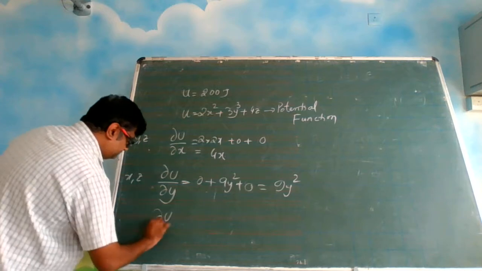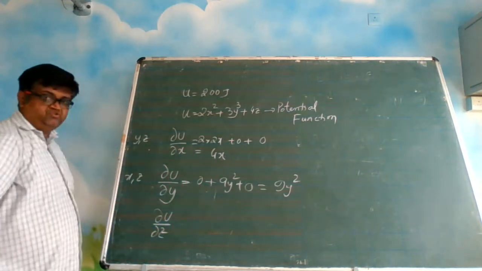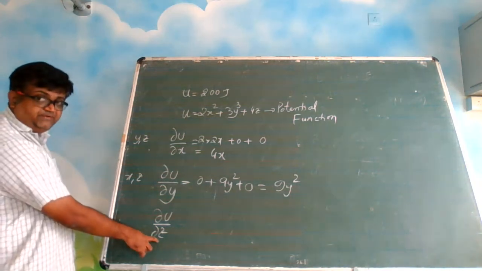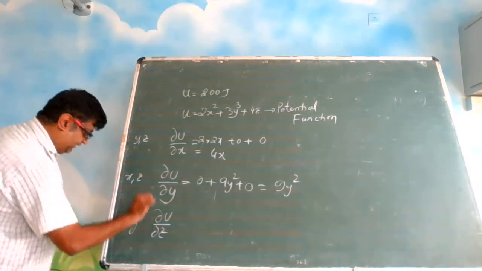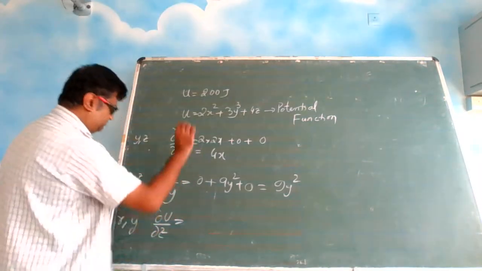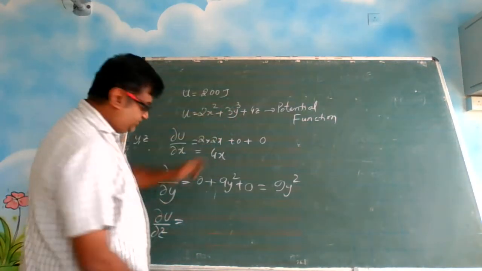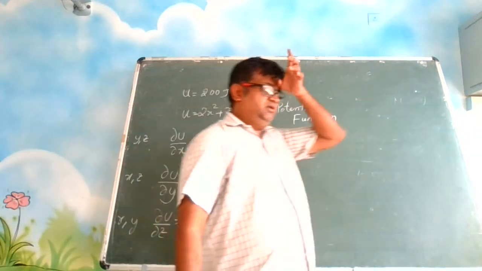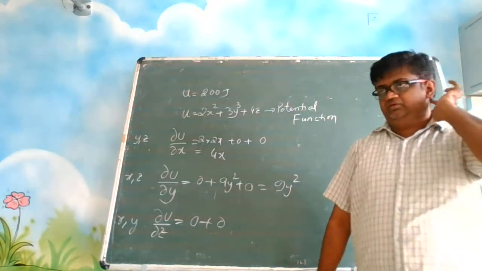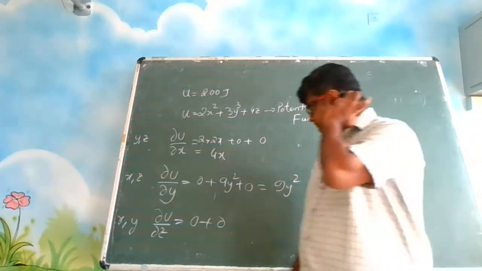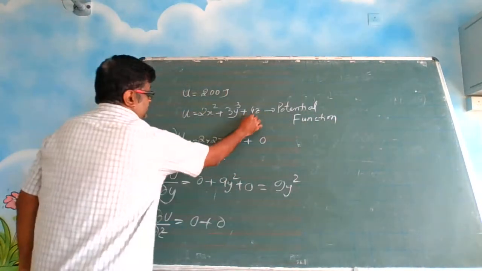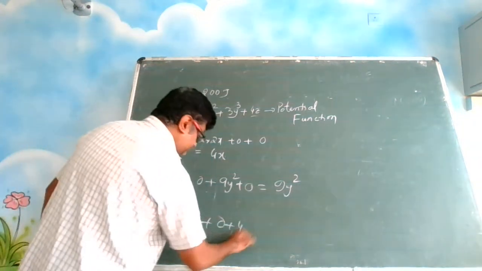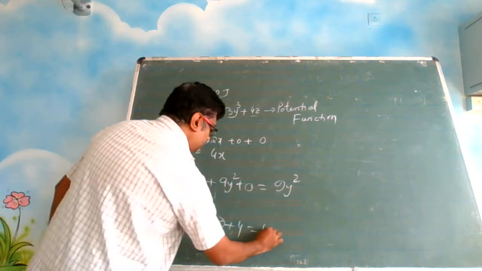Now the third, dou u by dou z. Okay. If you are differentiating with respect to z, treat x and y as constant. So x and y both will become constant. Both are zeros. Why zeros am I putting? Because derivative of a constant is a zero value. So only this term you have to differentiate. Differentiation of 4z will be 4. Okay. So total value was 4.